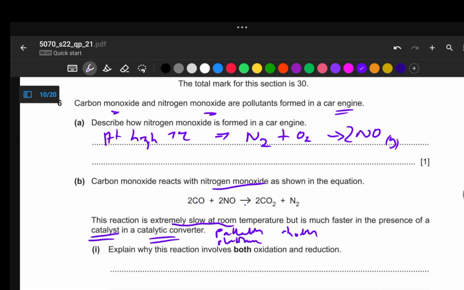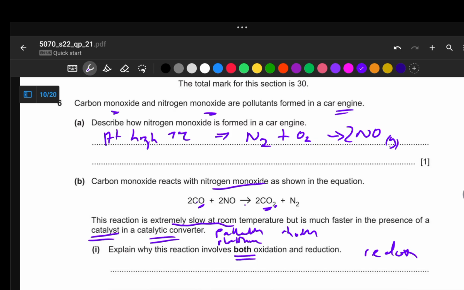All right, so explain why this reaction involves both oxidation and reduction. So this is what we call a redox reaction, where we are going to have both oxidation and reduction. First, for oxidation, as you can see, carbon monoxide is being oxidized to carbon dioxide by the gaining of an extra oxygen. Here we are having one oxygen atom, here we are having two oxygen atoms. So we can define oxidation in terms of gaining of oxygen, and we can also define oxidation in terms of oxidation states.